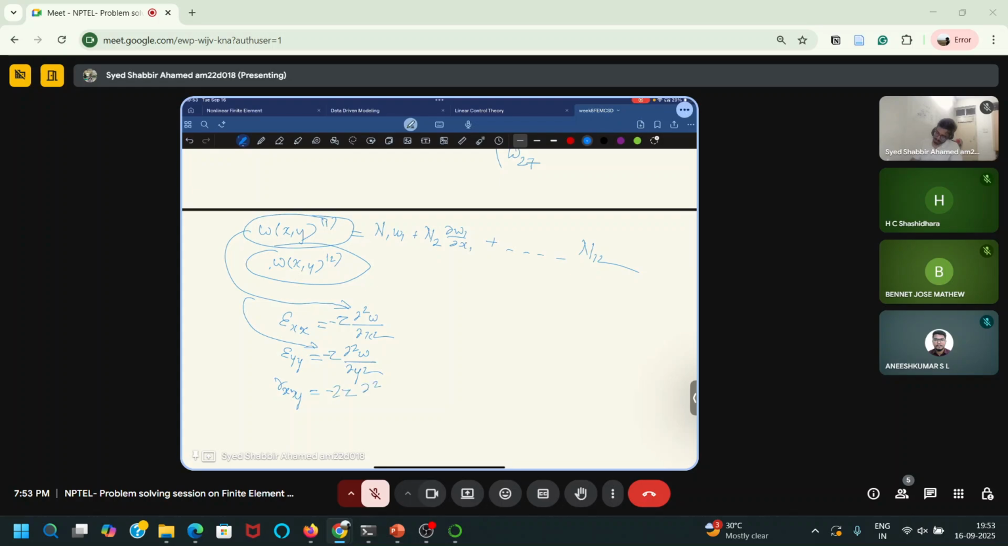So at the top surface means you have to basically substitute here the value of z as h by 2, where our thickness is h, and h by 2 is half of the thickness. By that way you can get the three different strains. Is this clear, what I have told? The procedure is clear. Do you have any doubt in this?